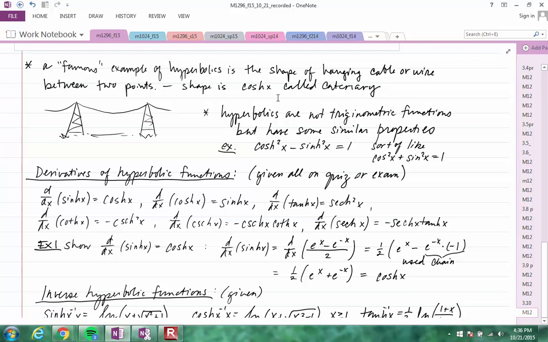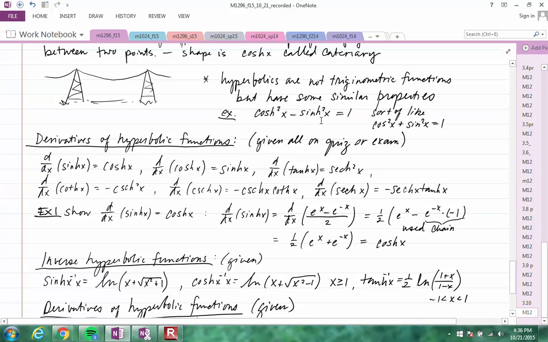And so engineers are definitely going to see this. So what I said before about the properties being kind of similar, for example, cosh squared minus sinh squared is 1. It's kind of like cosine squared plus sine squared is 1, the Pythagorean identity. But, you know, it's a little different because it's minus. So you don't have to know that. It's just kind of illustrating that.